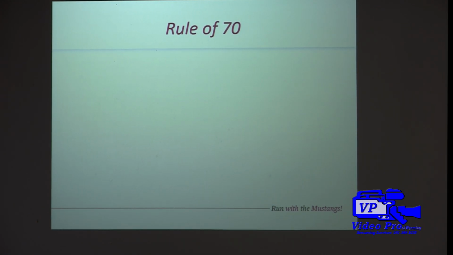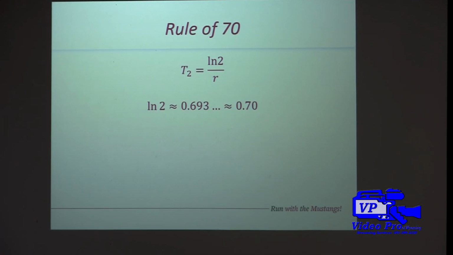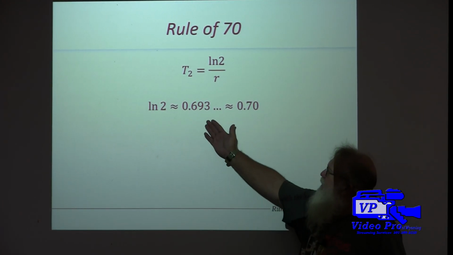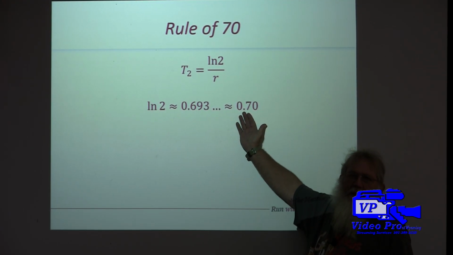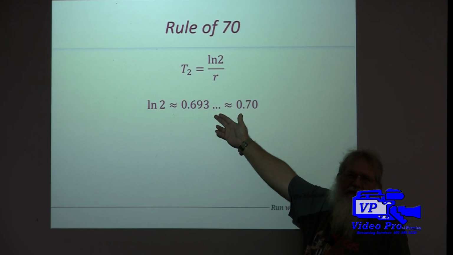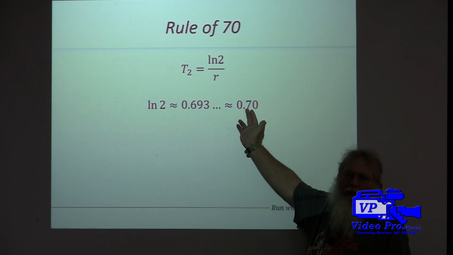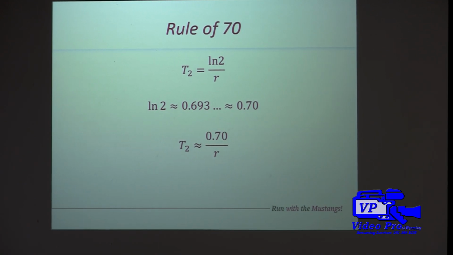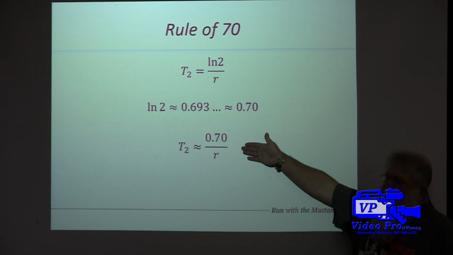All right, so how do we get to 70? Well, we have this formula, t sub 2 equals ln of 2 over r. It turns out ln of 2 is about 0.693, which is really close to what? 70. So they rounded it up. They said, hey, nobody wants to divide into 0.693. We'd rather divide into what? 70. It's a little easier number to work with. And so we can get this formula now, t sub 2 equals 0.70 over r.